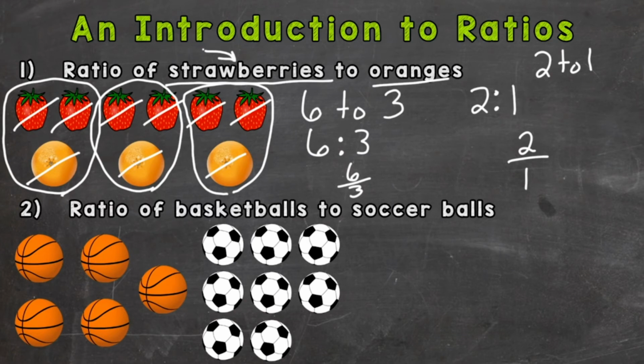Okay, so again, we can use the word to, a colon, or a fraction. Whatever comes first in your ratio, right, strawberries to oranges up here in the original problem, needs to come first in your ratios when you write out the answer. Now, there could be a problem that's a ratio of oranges to strawberries. In that case, you need to put the oranges first and the strawberries second.